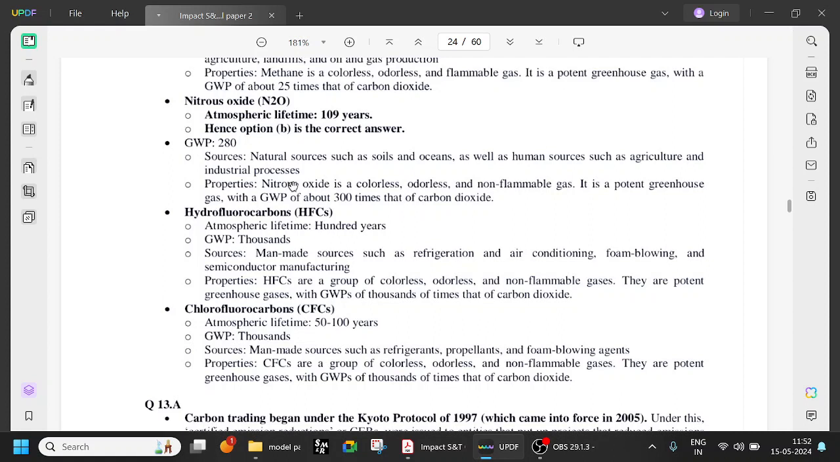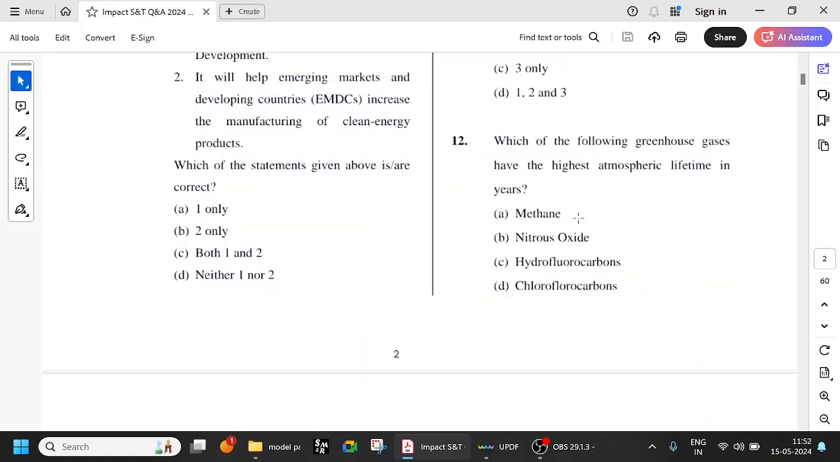Okay, and among HFC and CFC, first CFC. Remember in ABCD, first you get C, right? Then you get H. So remember, when it comes to atmospheric lifetime, CFC comes first. Next comes HFC, and after that comes nitrous oxide. Nitrous oxide has the higher atmospheric lifetime. So option B is the answer.